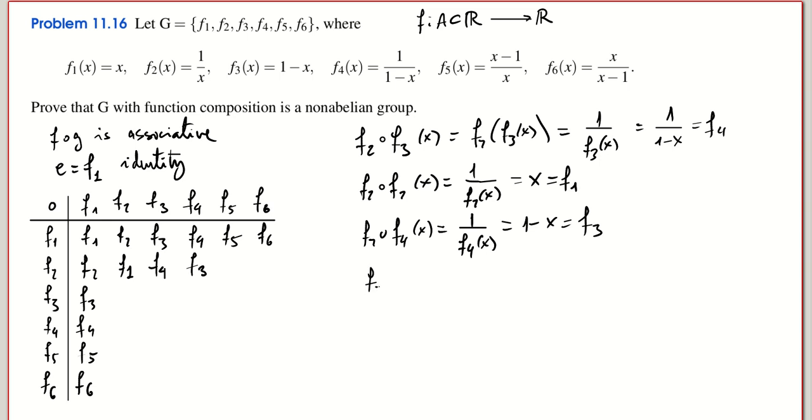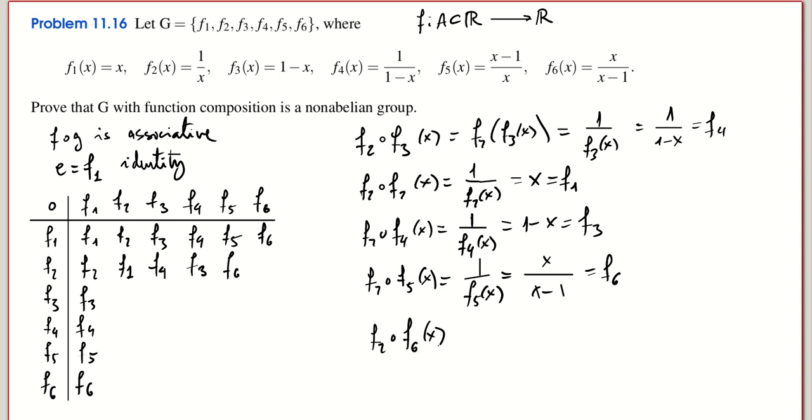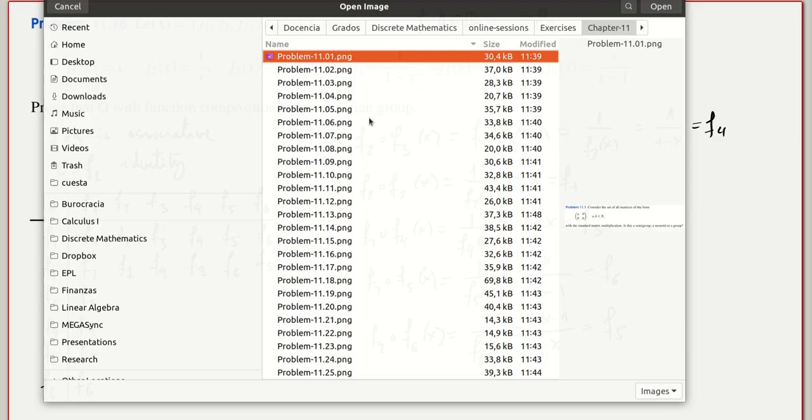Now we have to compose f2 with f5, so that's 1 over f5, which is, well, x over x minus 1, and that is f6. Okay, so that's f6. And finally, f2 composed with f6 is 1 over f6. And given f6 here, this is this, which is f5. Okay, good. Right? Now we have to do the same with f3.